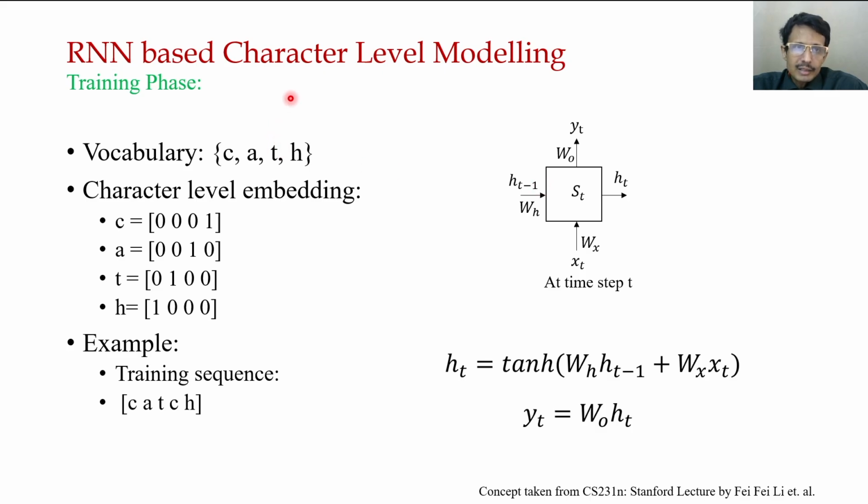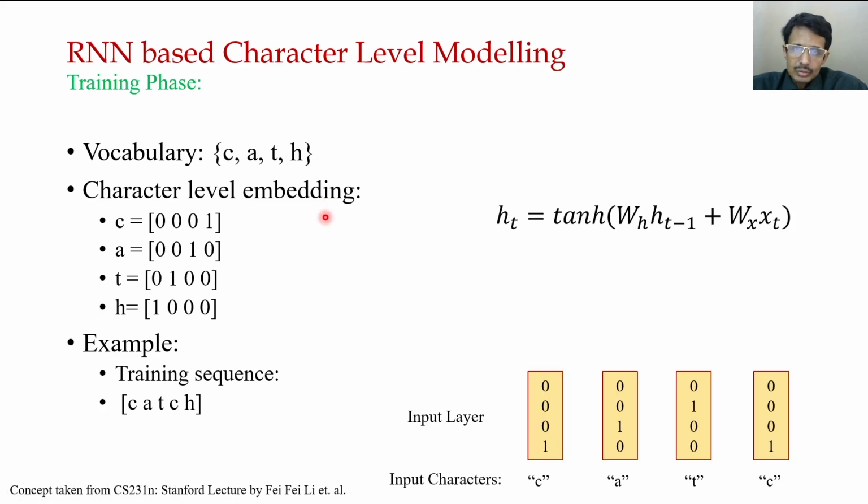Okay, now let's try to understand how this model is being trained. First, these input characters are C, A, T, C, something like that. Now this is catch: C, A, T, C and so on. So C means what? 0, 0, 0, 1. What is for A? 0, 0, 1, 0. What is for T? 0, 1, 0, 0. What is for C? 0, 0, 0, 1. And so this formulates the input layer.